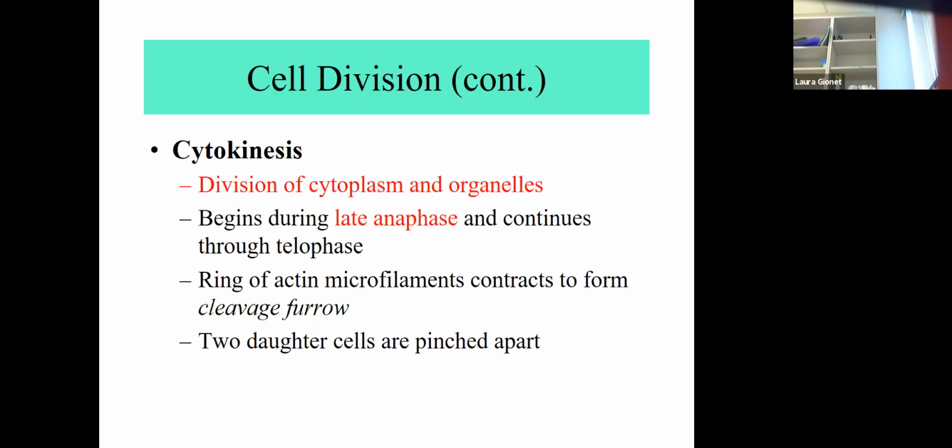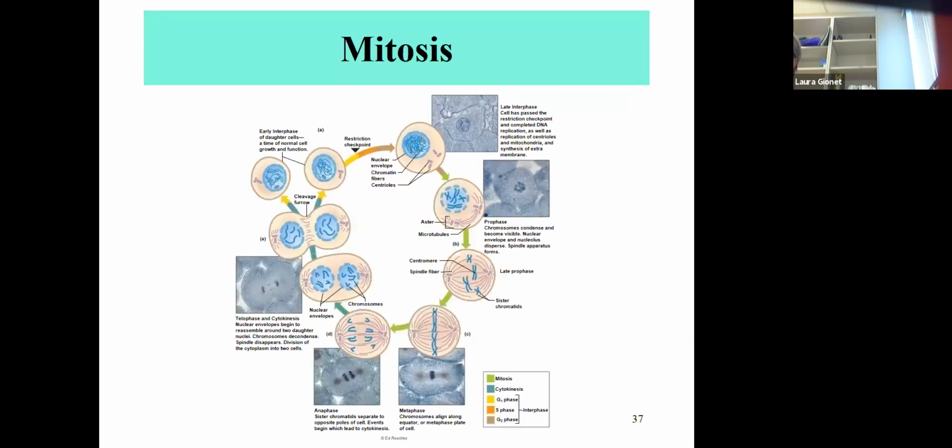So cytokinesis is the division of the cytoplasm and the organelles. It begins in late anaphase with that cleavage furrow, and continues until now you have two cells. There's a ring of actin microfilaments that contract and pull the walls of that plasma membrane together. It doesn't happen just passively. That is an active process, until finally it pinches through the center and we produce two daughter cells.